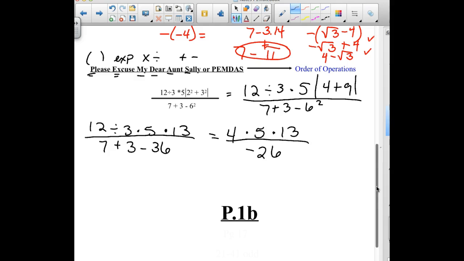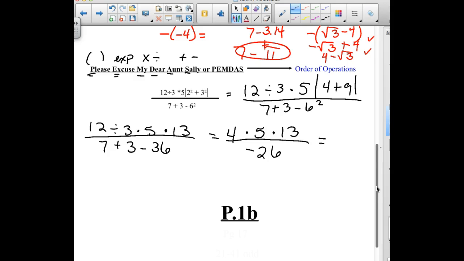All right, and now we could do some reducing here. We've got a 13 and a negative 26. We could divide those out and make it a 1/2. That is an option. If you don't have a calculator handy, that might be your best bet. Okay, without a calculator, I would go that route.